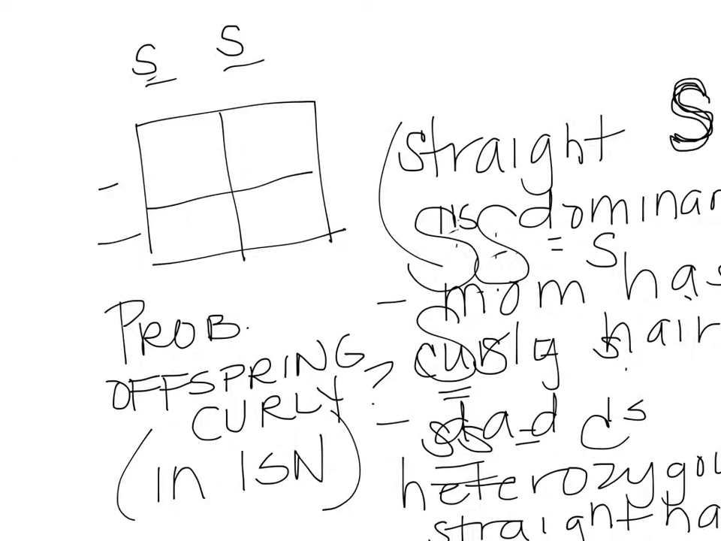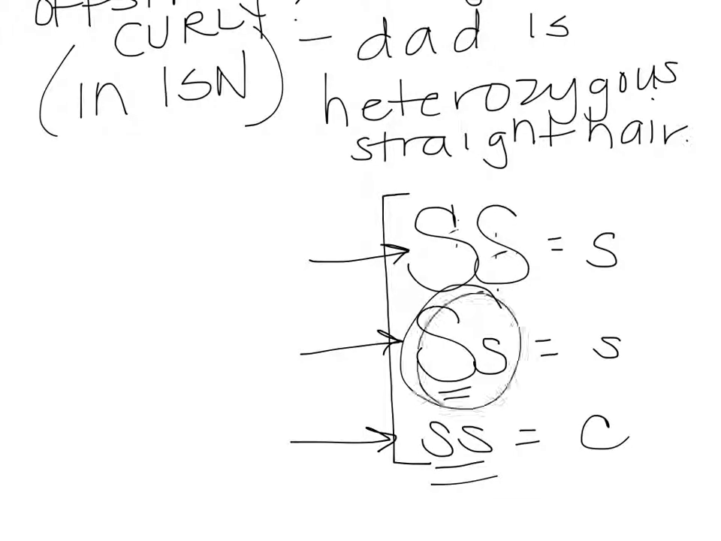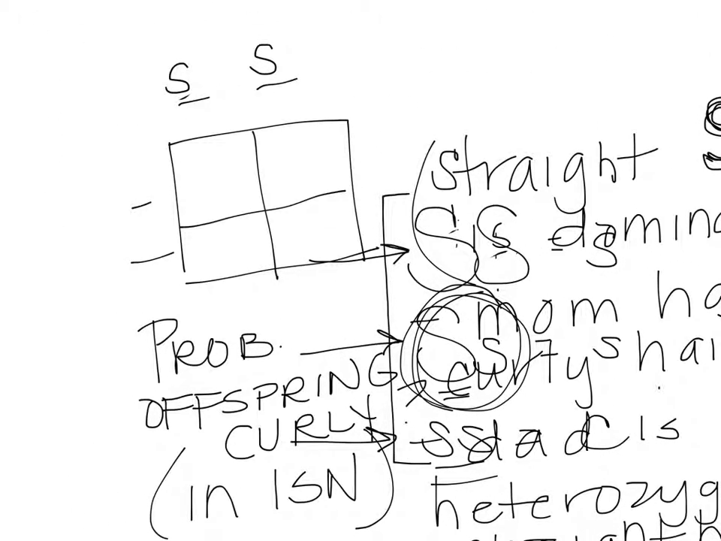So, remember, hetero means different. So, if you look at our choices, our choices for what Dad could be are these three. So, which of these have different size letters? Are these different? No, they're the same size. Are these different? No, but these are different. So this is the only thing that he could be. So let's go back up here and plug Dad in, capital S, lowercase s.